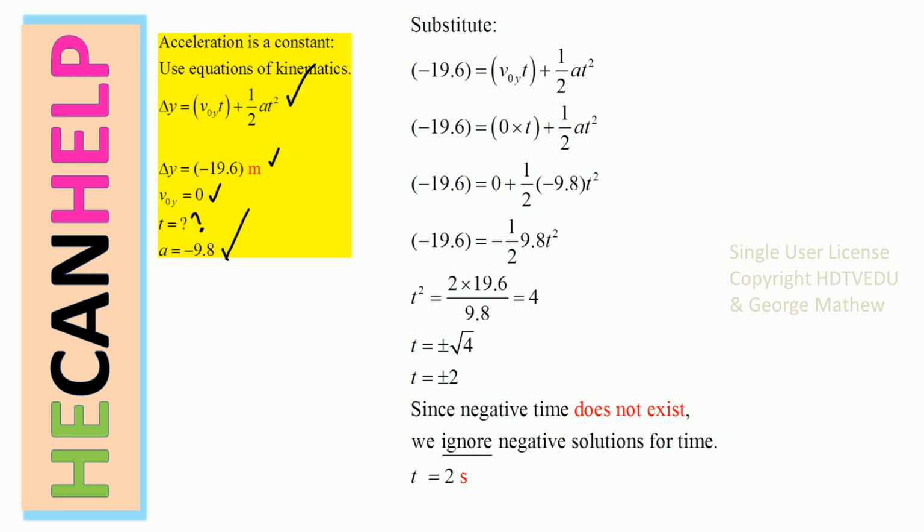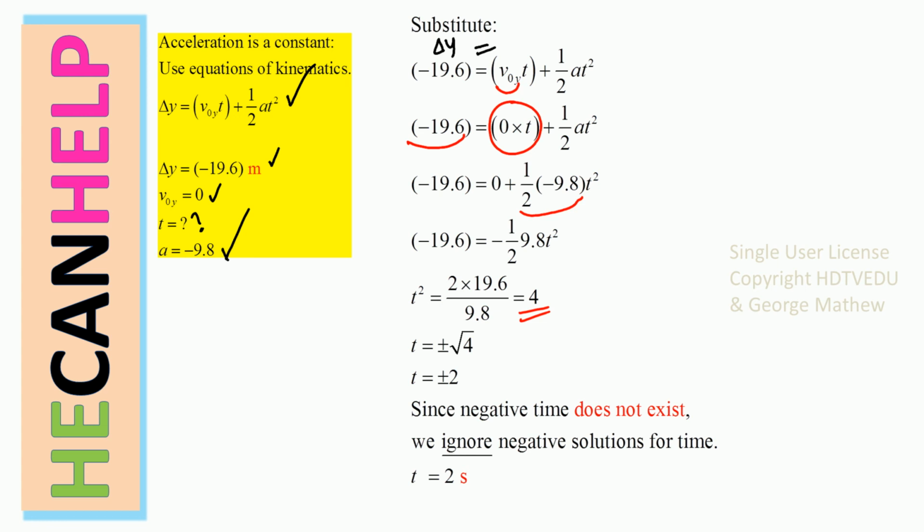So change in y is equal to v0y t plus 1/2 a t squared. So we substitute for change in y, negative 19.6. Initial velocity is 0, so this whole thing goes to 0. So what are we left with? 1/2 acceleration along the vertical, negative 9.8 t squared. So you get negative 19.6 equals negative 1/2 times 9.8 t squared. We get t squared is equal to 4. So what is t? Plus or minus square root of 4, because t squared equals 4. So t has both positive and negative values for the solution.